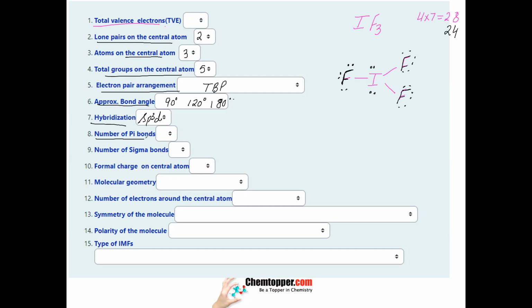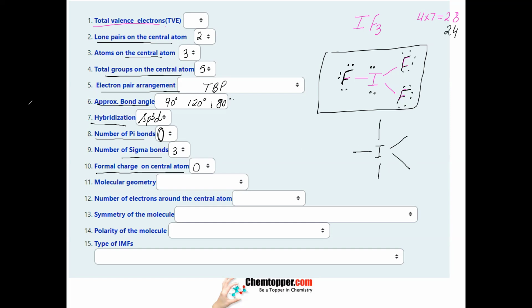Number of pi bonds, number of sigma bonds, formal charge on the central atom. Now let's draw it properly. You are saying this is trigonal bipyramidal. So I'm going to make 3 equatorials and 2 axials. Where would you like to place your lone pair? On the equatorials or on the axials? Answer it. Where should I place these lone pairs?